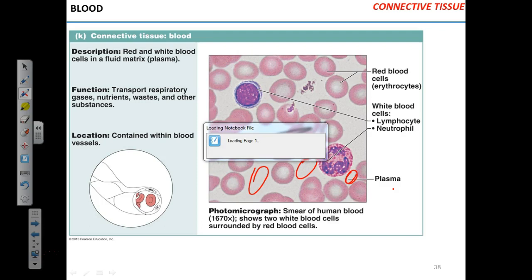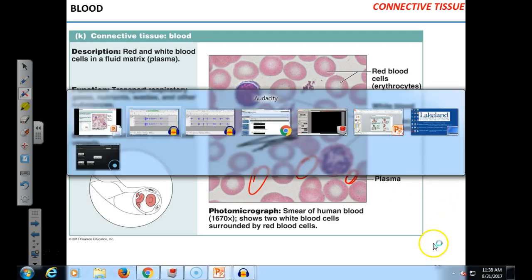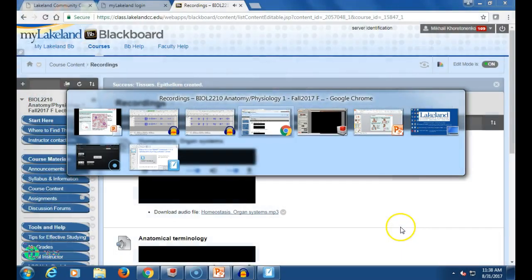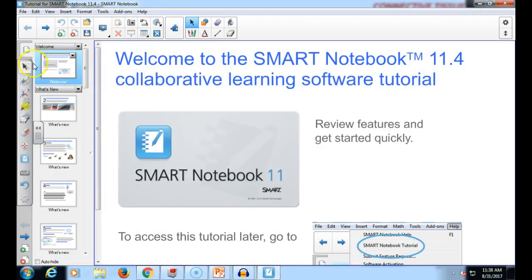I want it to be in the YouTube video, so that's the only reason. Why does it load that many pages? Oh, there we go. Okay.